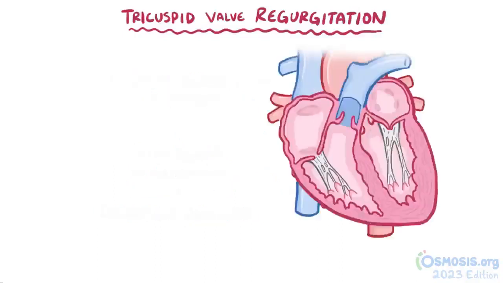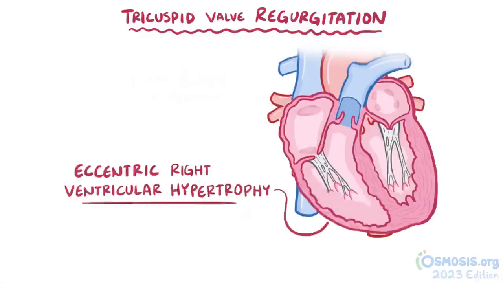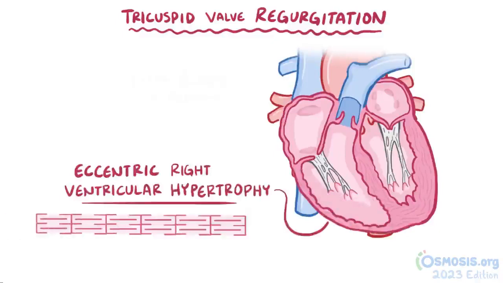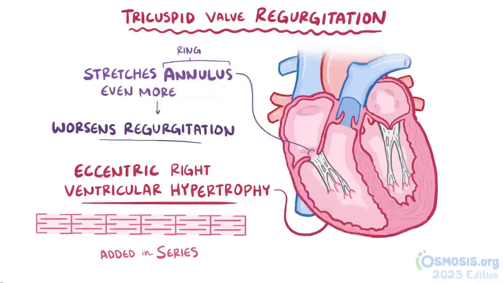Eventually, to deal with this extra blood and extra work to pump it out, the right ventricle gets larger, a process called eccentric ventricular hypertrophy. In this situation, new sarcomeres are added in series to existing ones. This remodeling or structural change in the heart stretches the annulus, or ring of the valve, letting even more blood leak back, and therefore worsening the regurgitation, which is a pretty vicious cycle.